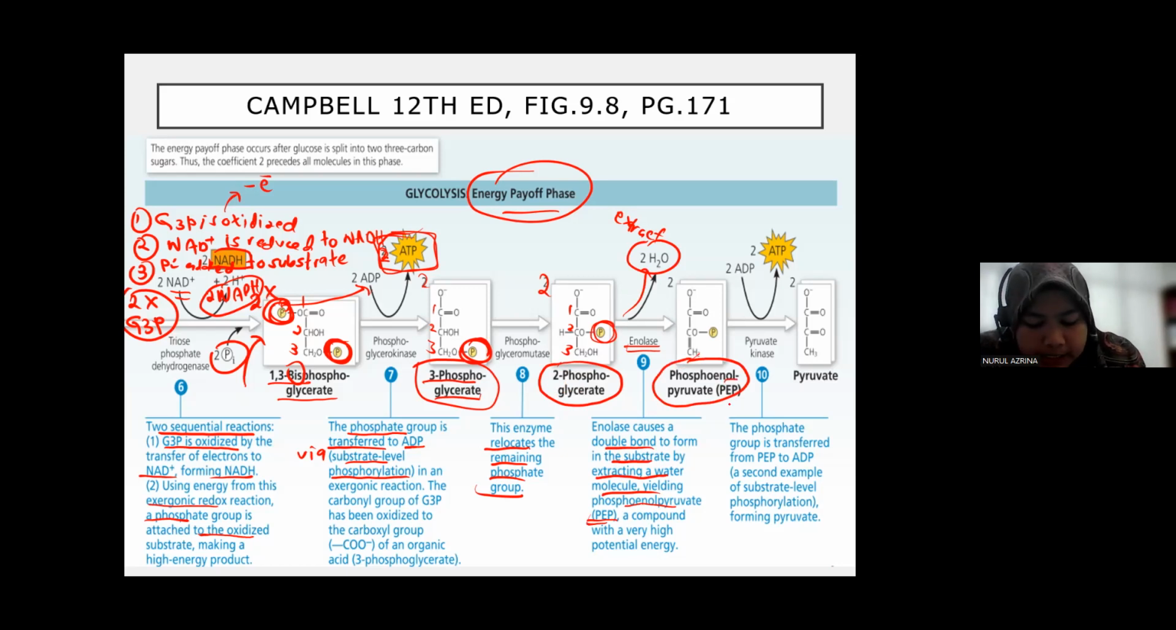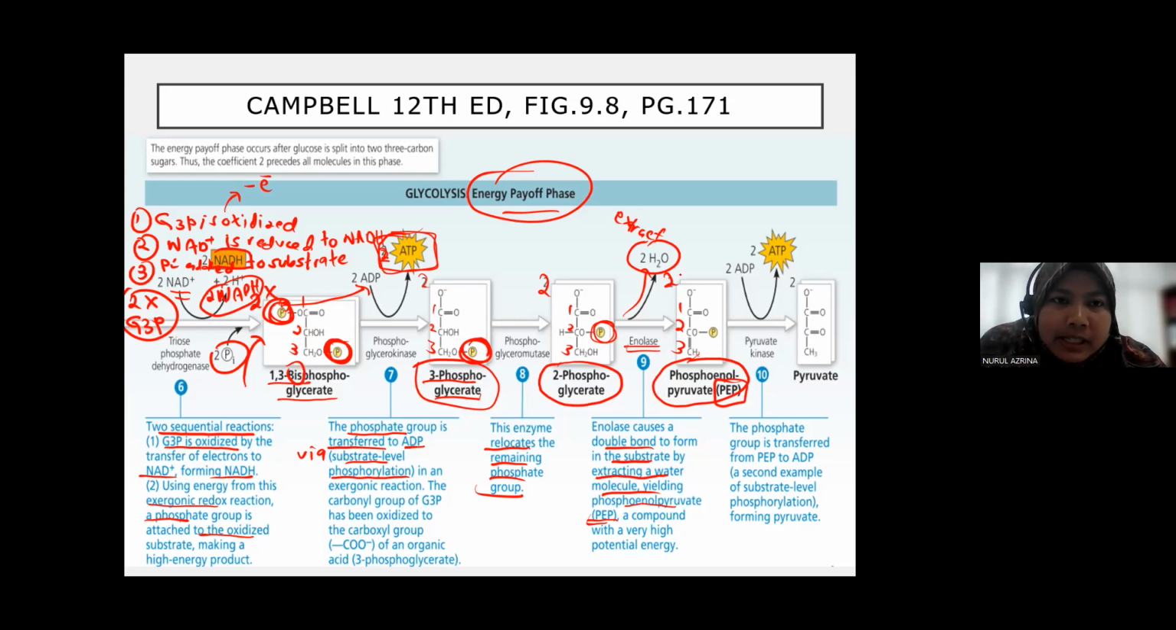So 2-phosphoglycerate is converted into phosphoenolpyruvate or PEP. You can use PEP in the exam. Okay, how many carbon does PEP have? Masih lagi 3 carbon. Alright, so how many molecules of PEP do we have? 2 molecules of PEP. Okay, right?